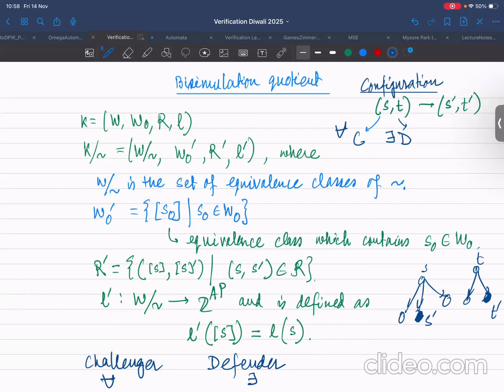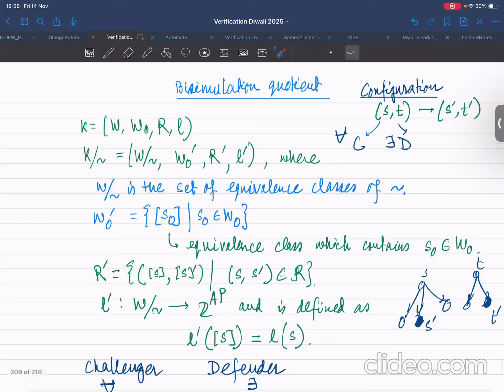Next round, see, it's a recursive relation, right? So now the game is in a new configuration. Earlier to start with, it was in S, T. Now, after this move, the game is in S prime, T prime. So now what should the challenger and the defender do? C will choose an S double prime that is a successor of S prime, and now D has to give a corresponding T double prime.